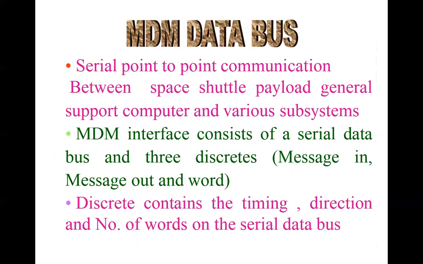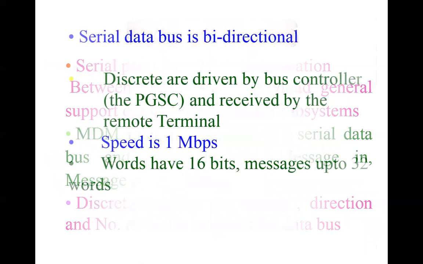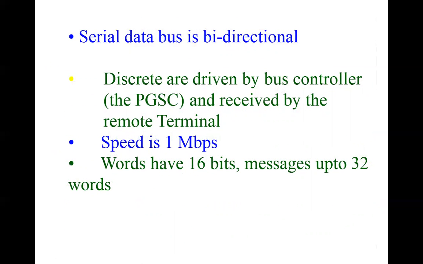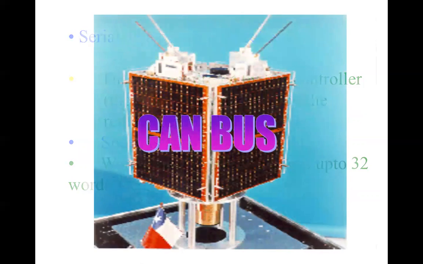MDM data bus: serial point-to-point communication between the space shuttle, payload general support computer, and various subsystems. MDM interface consists of a serial data bus and three discretes: message in, message out, and word. Discretes contain timing, direction, number of words on the serial data bus. Serial data bus is bidirectional. Discretes are driven by the bus controller and received by the remote terminal. Speed is 1 megabit per second. Words have 16 bits, messages up to 32 words.